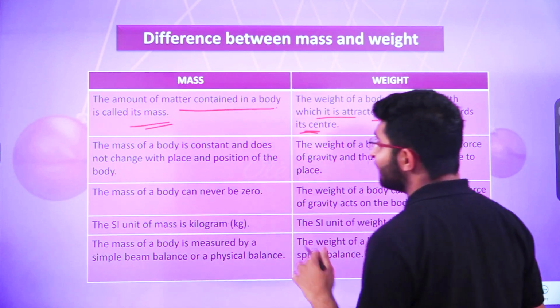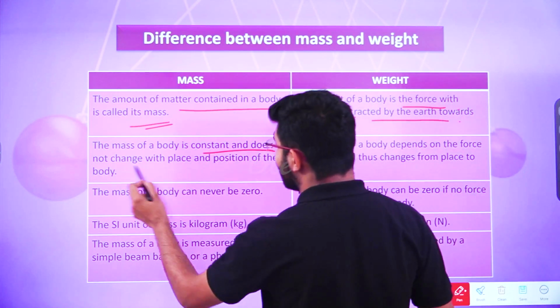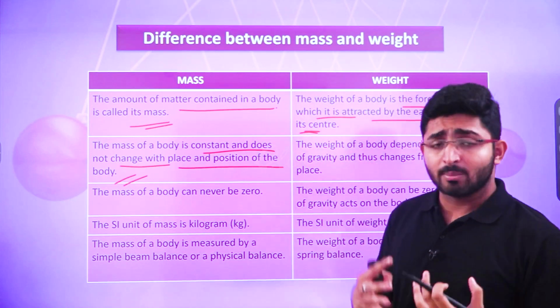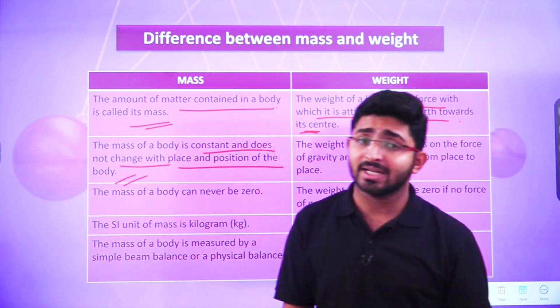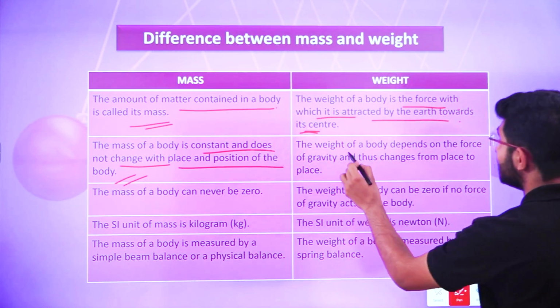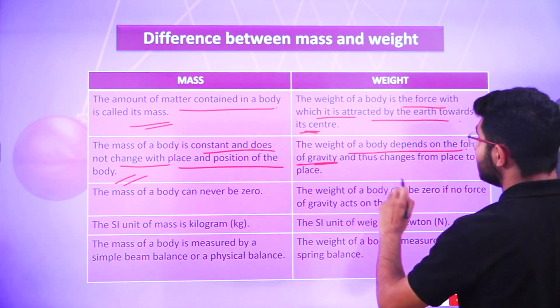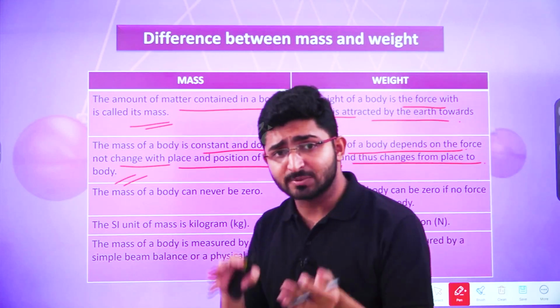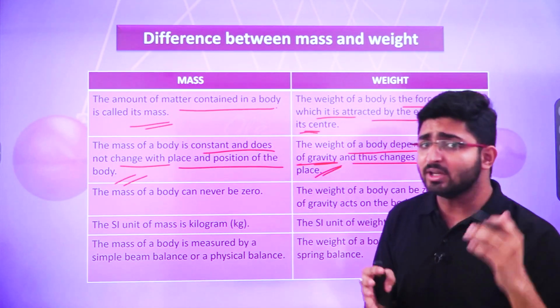The next point says the mass of a body is constant and does not change with place and position of the body. Obviously, it is not going to change because it is the matter contained in that particular object or body. Right? But in case of weight, the weight of a body depends on the force of gravity and thus changes from place to place. It changes from place to place because it is dependent on the gravity of the earth, right?